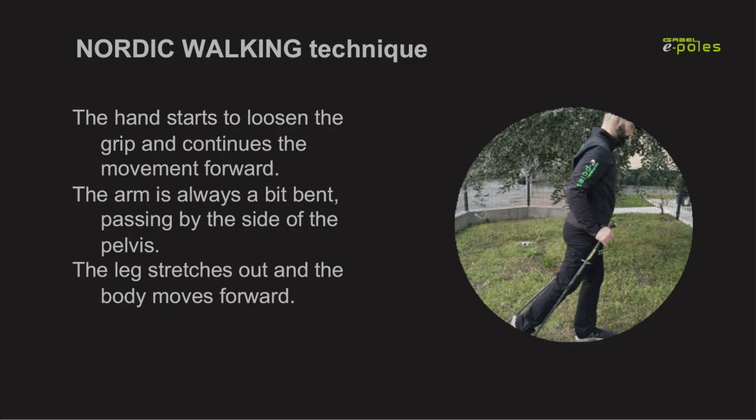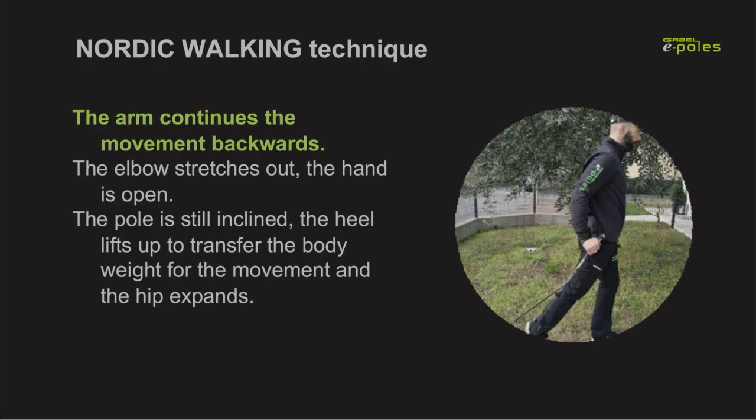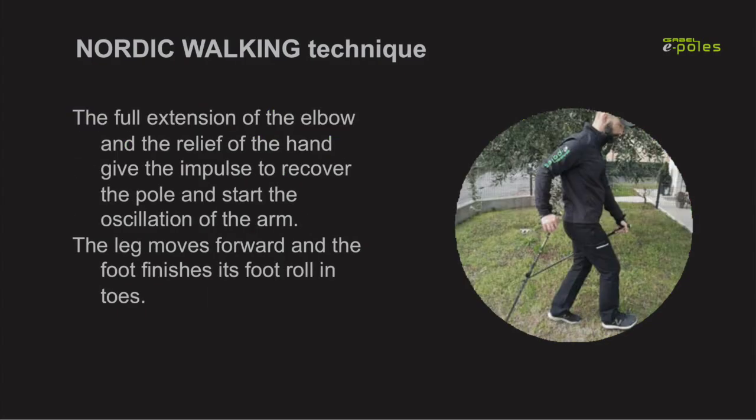The arm is always a bit bent, moving at the side of the pelvis, and the knee stretches again, and the body moves forward. The arm continues the movement backwards. The elbow stretches out. The pole is still inclined. The right heel lifts up to transfer the body weight for the movement, and the hip stretches out, expands. The full extension of the elbows and the relief of the hand gives the impulse to recover the pole and start the oscillation of the right arm.